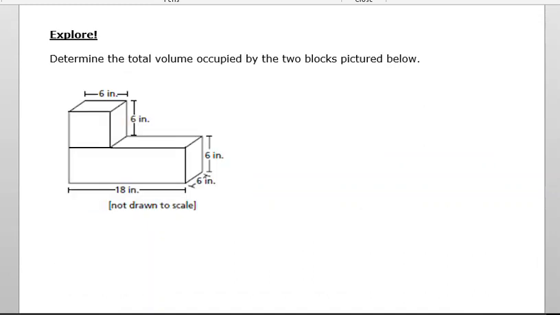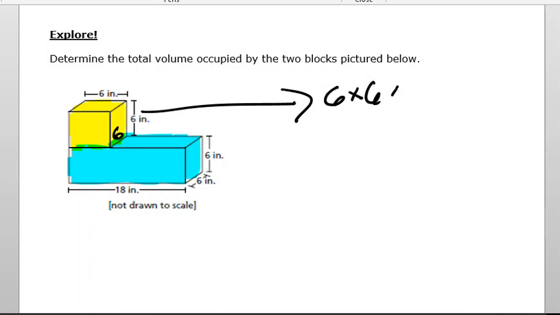So diving right into this next shape, I want to determine the total volume occupied by the 2 blocks pictured below. Here I have 2 rectangular prisms, and I'm going to break them up into this little one here and this larger one here. In order to find the volume of the whole thing, I'm going to find the volume of each of these shapes. I know that this is a cube. It's 6 by 6, and over here this is also 6. So I have 6 times 6 times 6.